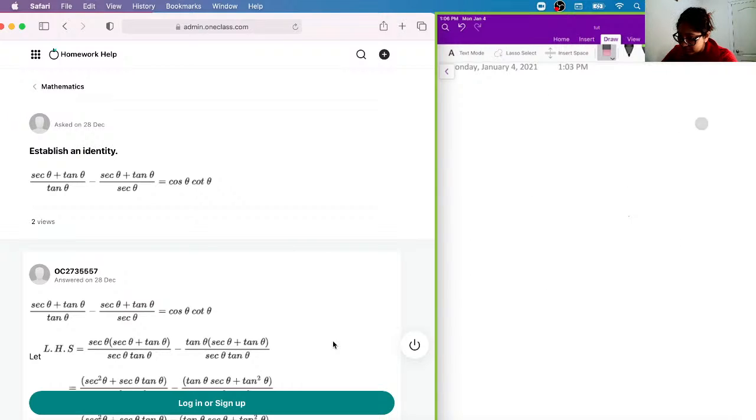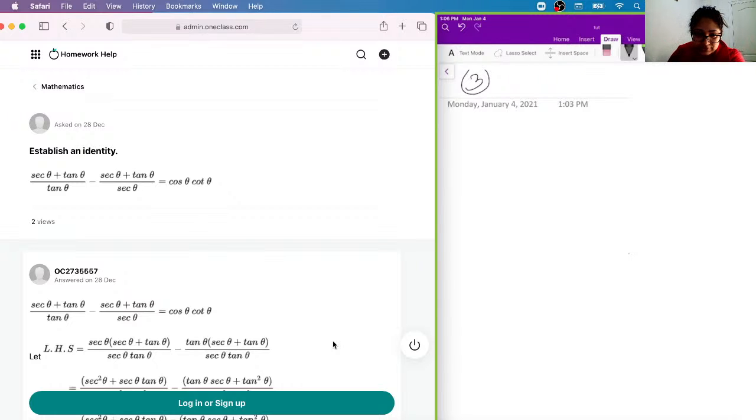So our next question here says, establish an identity. So secant theta plus tan theta over tan theta. So we basically have to say what it's equal to, so the end result. And so the way we're going to do this is, I'll just write this third question. So we basically have to prove that the left side equals the right side.